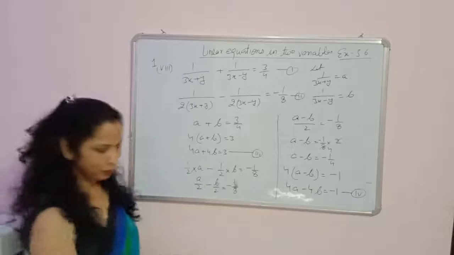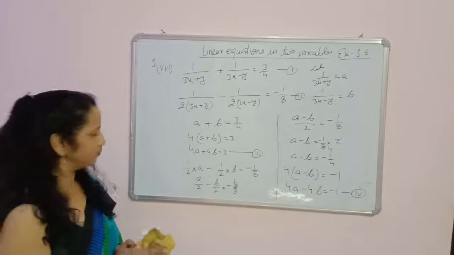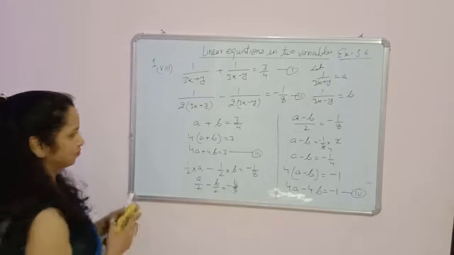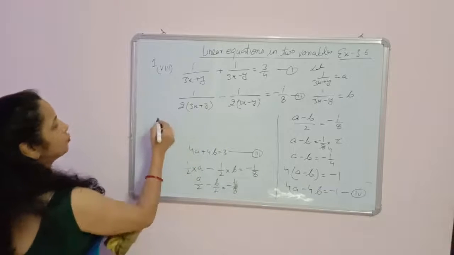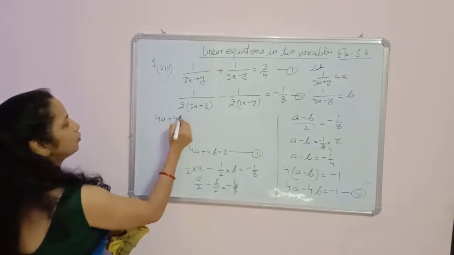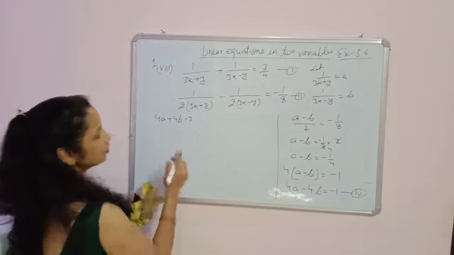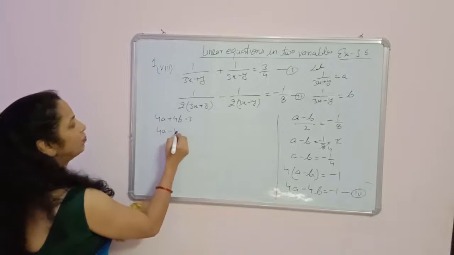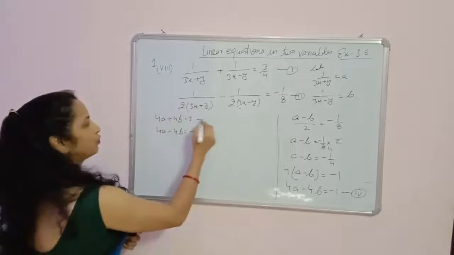I have to rub the board. So please pause the video for writing the answer. I am going to rub it. Equation third is 4a plus 4b is equal to 3. And equation fourth is 4a minus 4b is equal to minus 1. So these are the equation third and equation fourth.